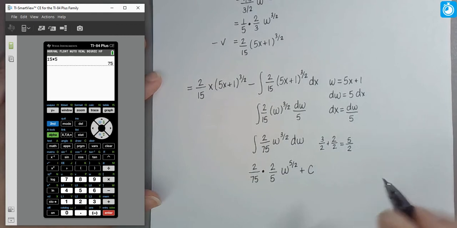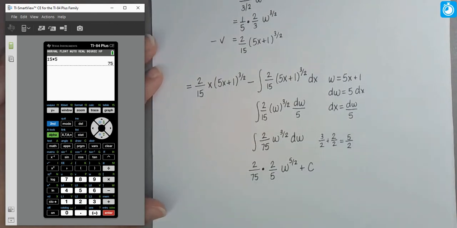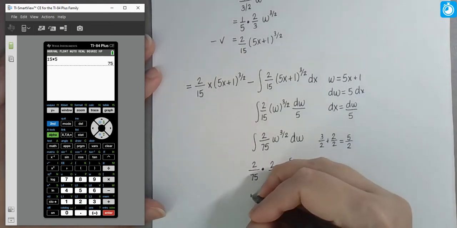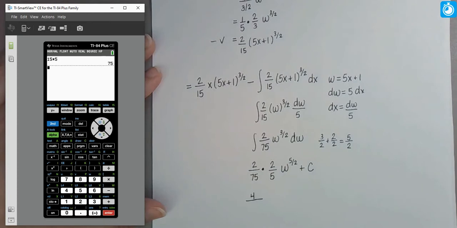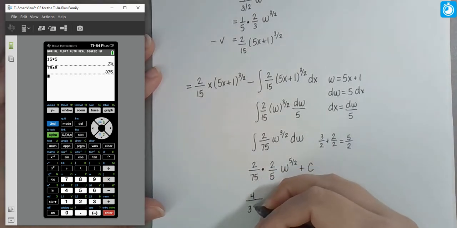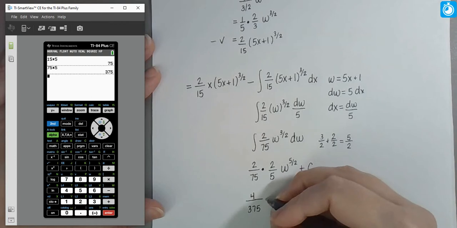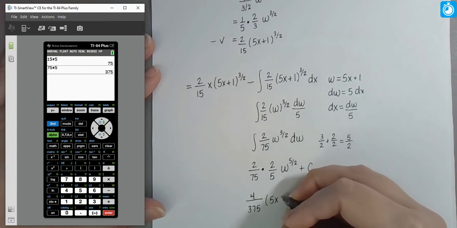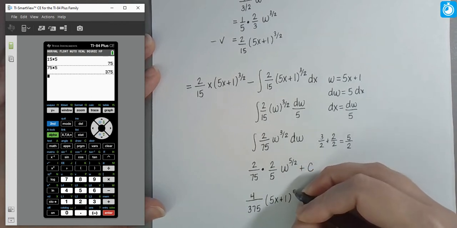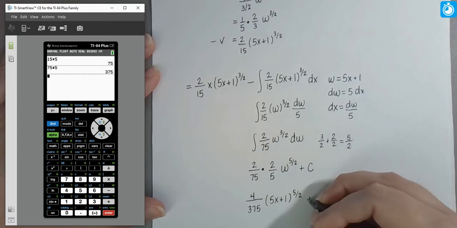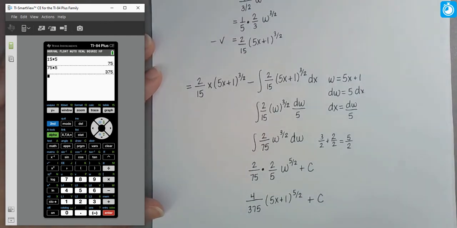And then the last thing we need to do, clean up our coefficient and then resubstitute. Okay, so what's the coefficient going to be? Well, 2 times 2 is going to be 4. What about our denominator? 75 times 5. It's going to be 375. And then w is 5x plus 1. And that's now raised to the 5/2 power. And then we have our plus C.